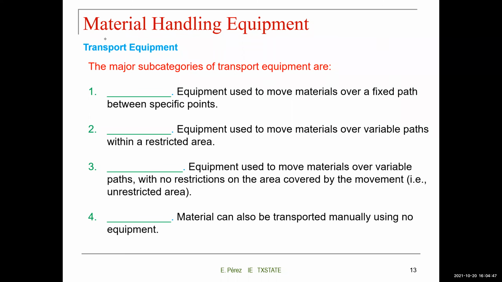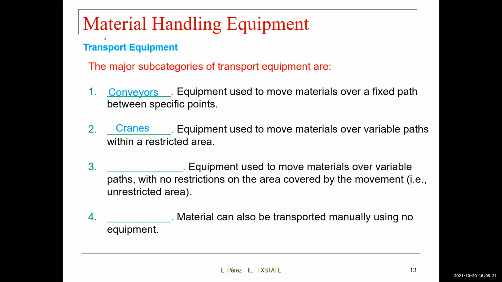So between transport or in-transport equipment, the major subcategories of transport equipment are conveyors. This is equipment used to move materials over a fixed path between specific points. If you go to an airport, for example, you put your luggage in this inspection carousel, that's a conveyor. You put your luggage there, it's going to be moved over a fixed path between specific points.